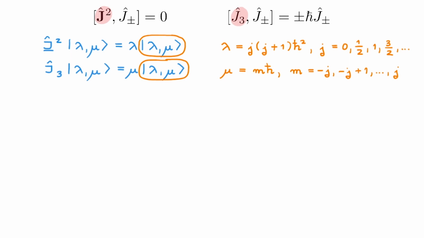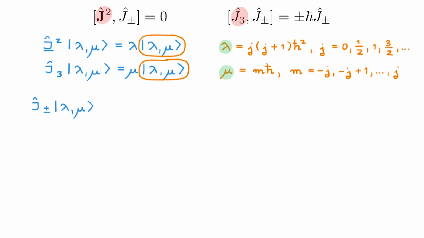Despite this, the properties we want to derive today don't depend on these special values that lambda and mu take, so we're going to keep the discussion general and use lambda and mu directly. For completeness, at the end of the video, we will quote all the results we obtain using the special values that lambda and mu can actually take. Let's start by constructing a new state, J plus minus, acting on the eigenstate lambda mu.